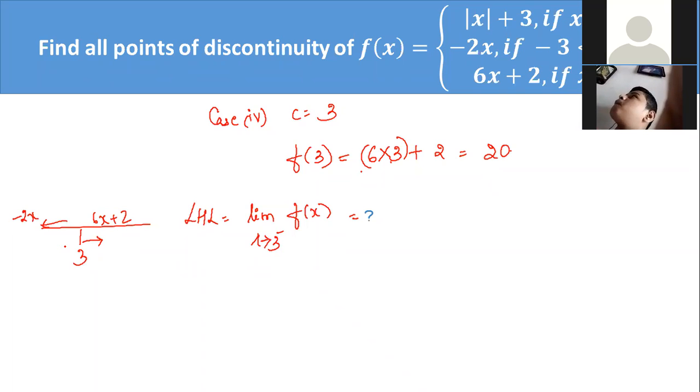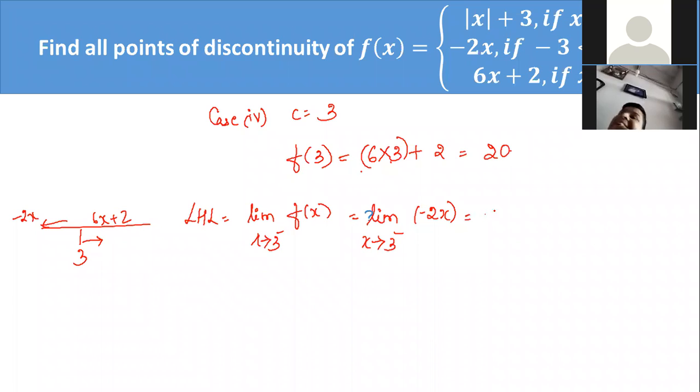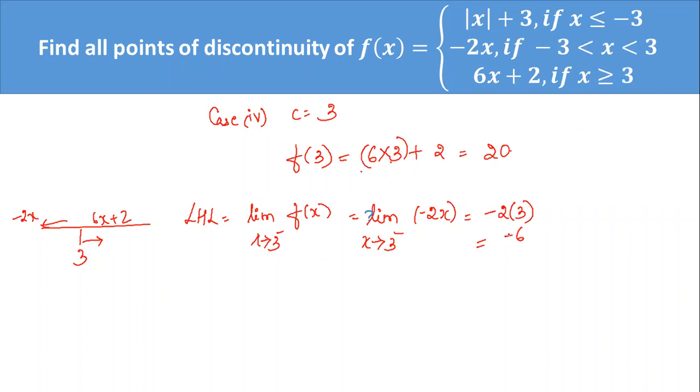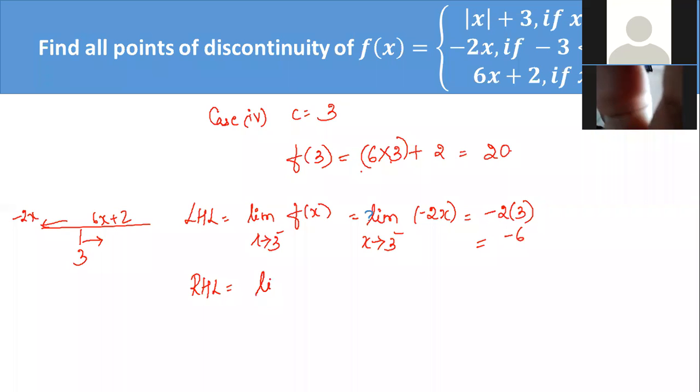So when you're taking values less than 3, what will be the definition of f of x? It is nothing but the second definition, correct? So it is limit of minus 2x as x tends to 3 from the left. So what is the answer? Minus 2 into 3 is equal to minus 6. So your left hand limit is minus 6. Okay, coming to the right hand limit. Good students, you are getting the answer.